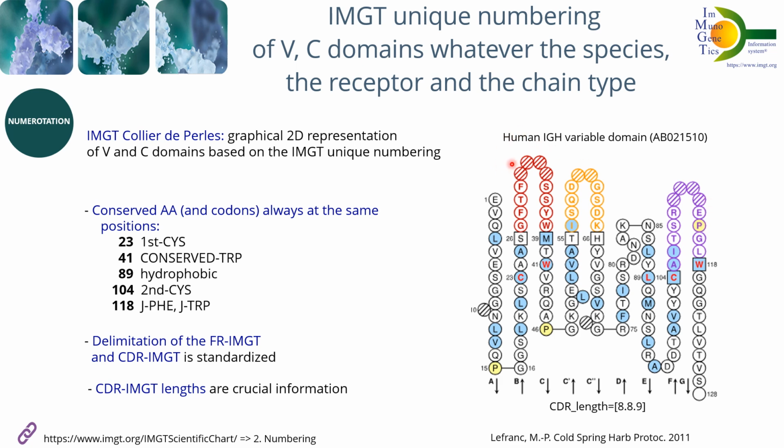IMGT gaps are shown by hatched circles in IMGT Collier de Perles. They correspond to the unoccupied positions according to the IMGT unique numbering, and in particular, this allows us to take into account and to represent the different lengths of the CDR1 and CDR2 that can be identified in germline genes at the DNA level. On the website, we have a dedicated section to the IMGT unique numbering, which can be found in the IMGT Scientific chart page.